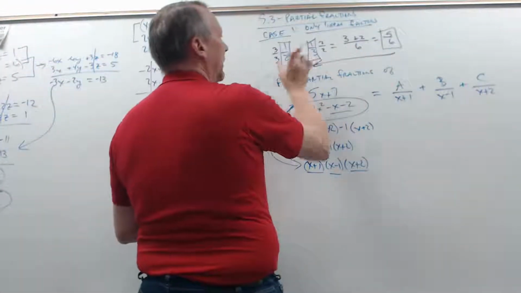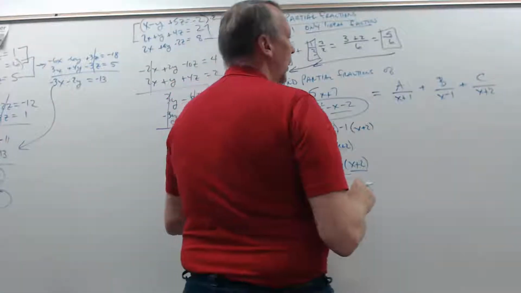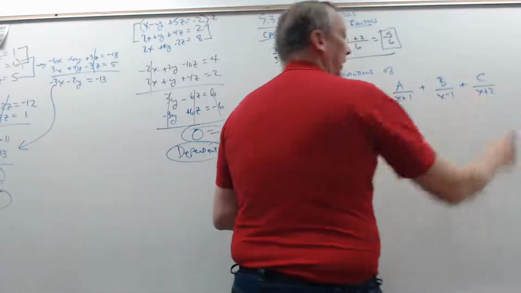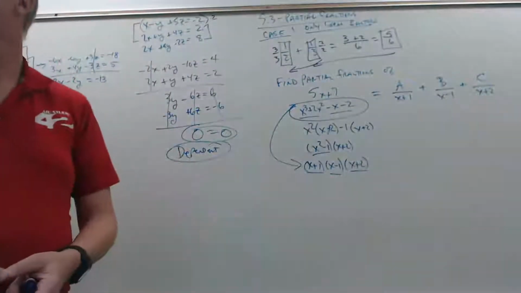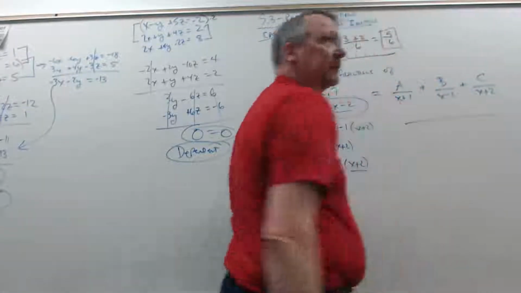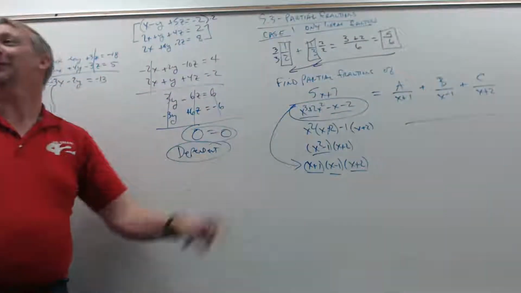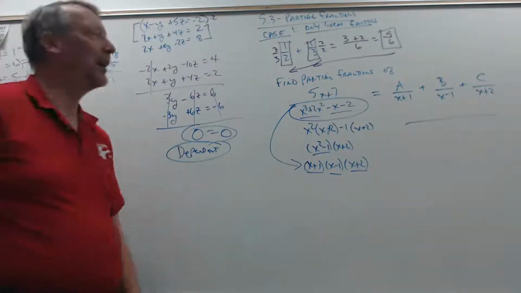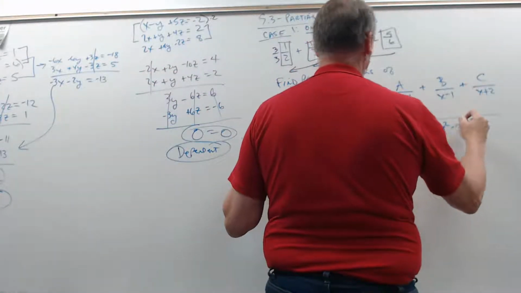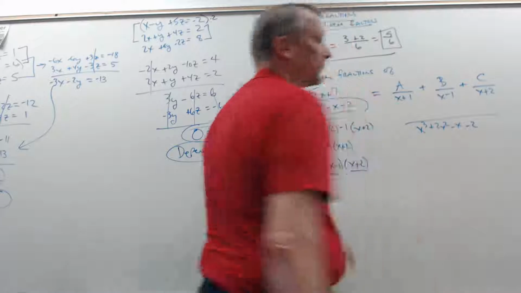I want to go back to here, okay? So I need to get a common denominator. Okay, what's the common denominator? What we started with, right? Okay, the common denominator is going to be x cubed plus 2x squared minus x minus 2.